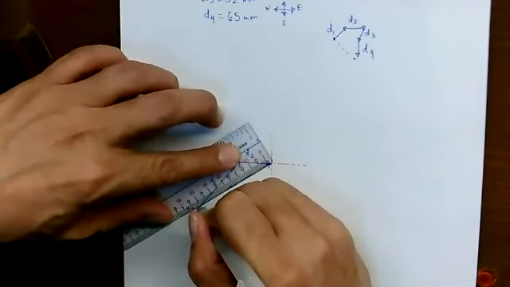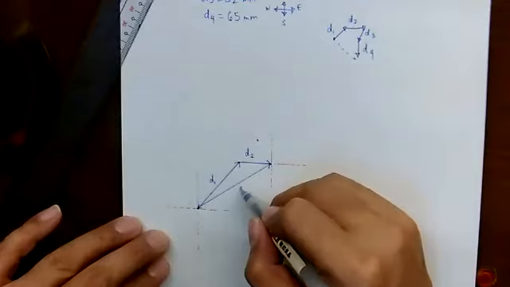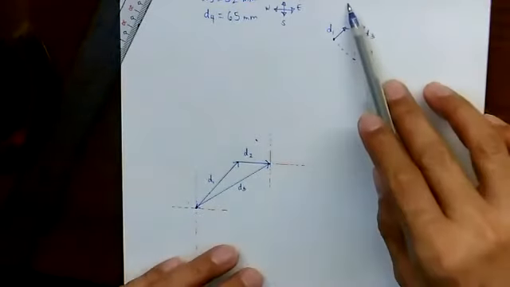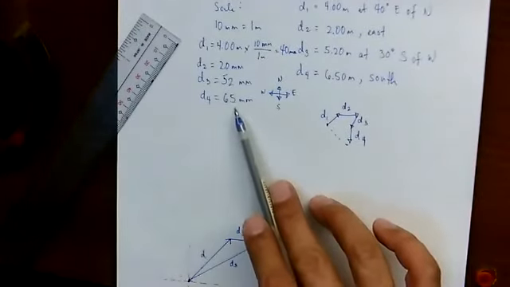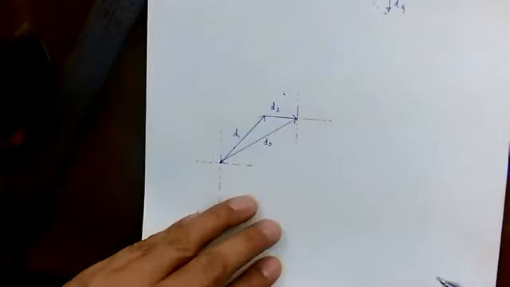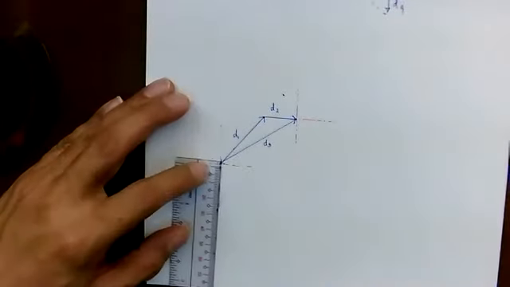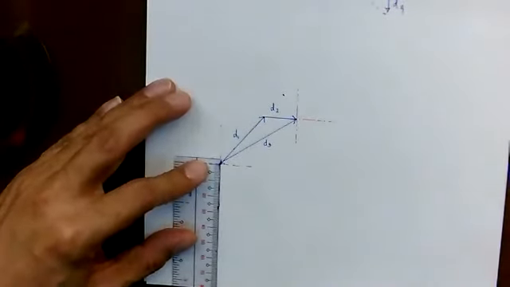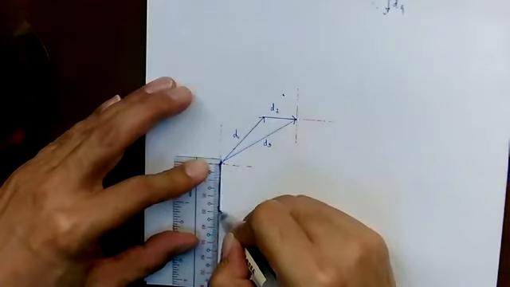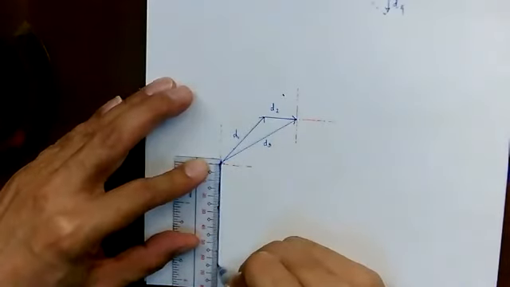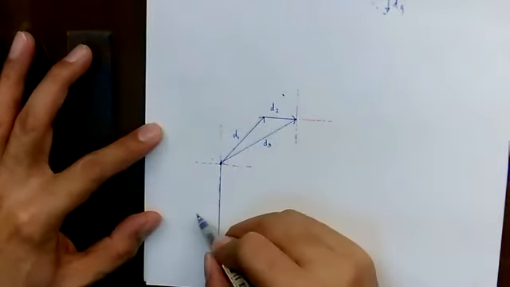Almost went back to the starting point. Let that be D3. And then it says here 6.5 meters south. The equivalent now is 65 millimeters south. We don't have to draw an imaginary Cartesian plane. And this is 65 millimeters south. That is D4.